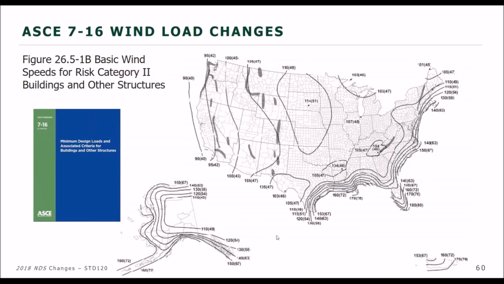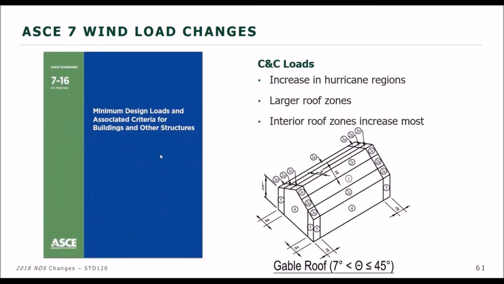No change to the islands, Hawaii, Puerto Rico. But over here, notice on the West Coast, a lot of the wind speeds have gone down. Not a lot of change out here in the Midwest to the wind speed. So the wind speed changes in some parts of the country are actually going to offset some of the increased roof pressures, which is what we're going to talk about next.